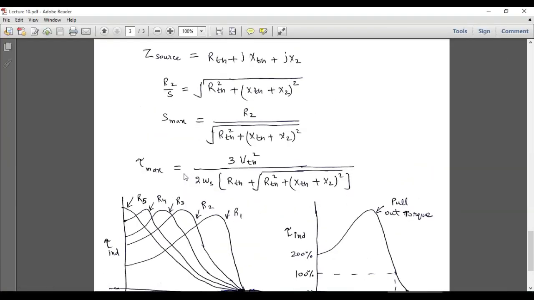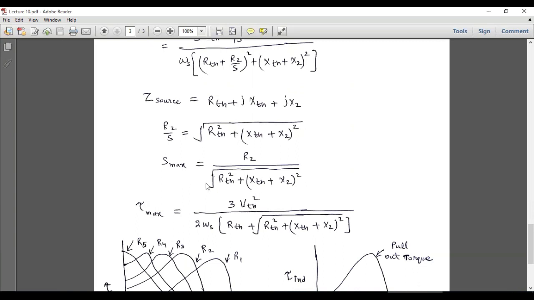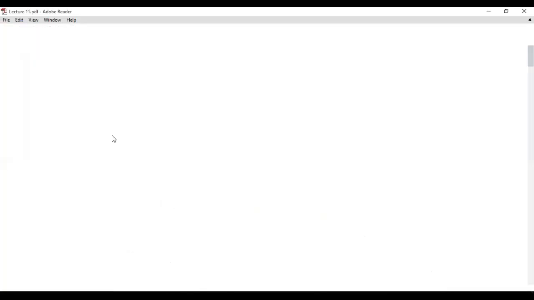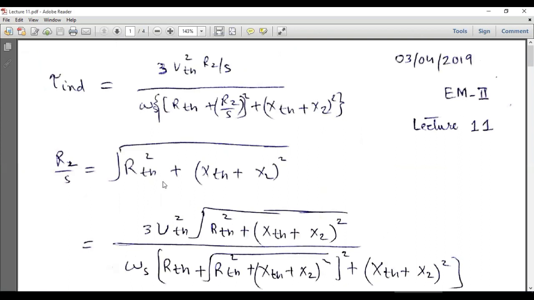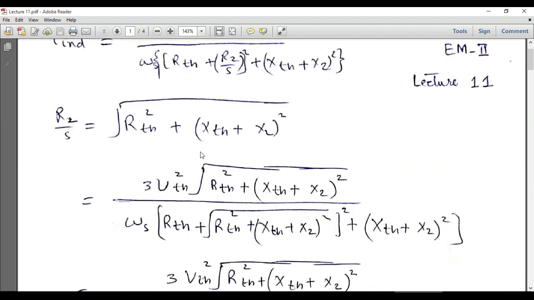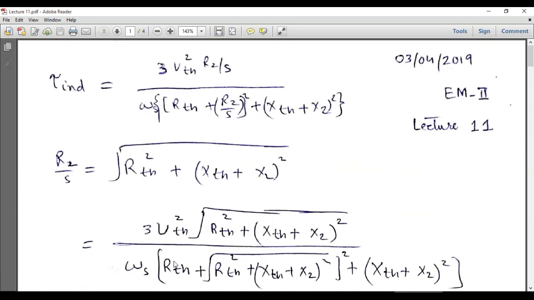Now we are going to discuss the mathematical derivation of this T max when we substitute this R2 over S in this induced torque formula. This mathematics is shown in this slide. This is the induced torque and this is R2 over S. Now we substitute R2 over S here and here, and then start the simplification. This is V Thevenin square, and in place of R2 over S we have put this equation, and this is omega S. This is R Thevenin. This is R2 over S square.